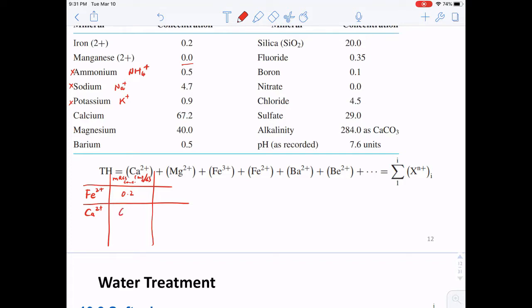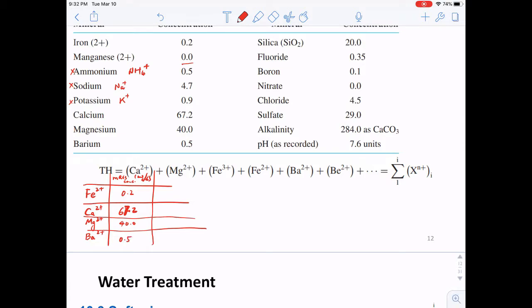Calcium is 2+. Let's write the mass concentrations in here, 67.2. And then magnesium, right? This is 40.0. And barium. Barium is also going to contribute to the hardness, right? This is 0.5. Okay. So then, how can we calculate the equivalent concentration?